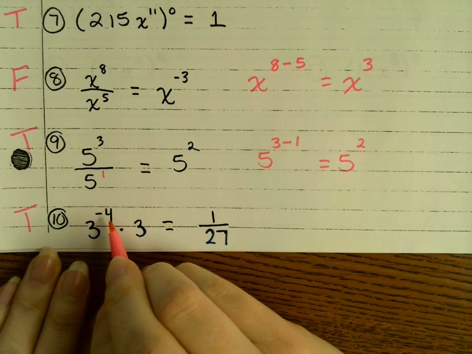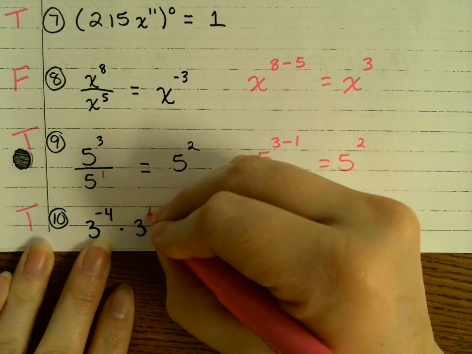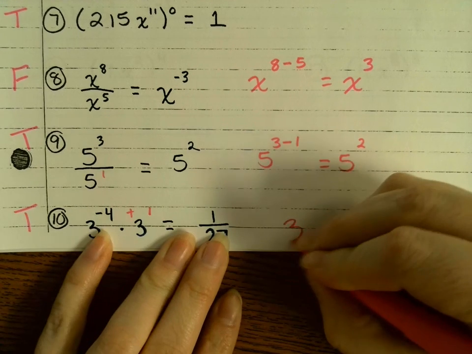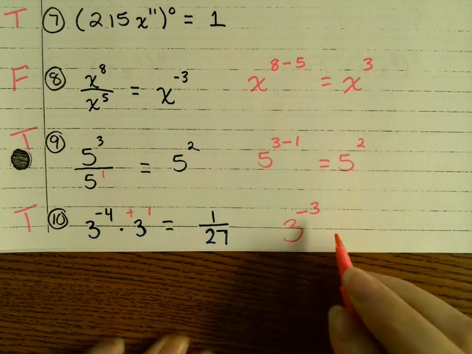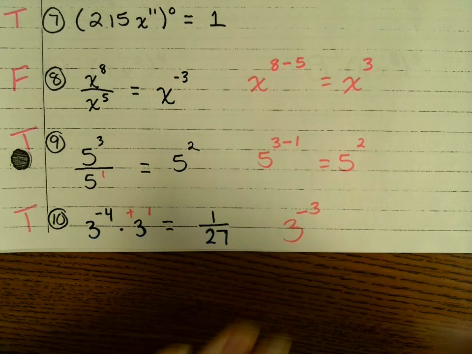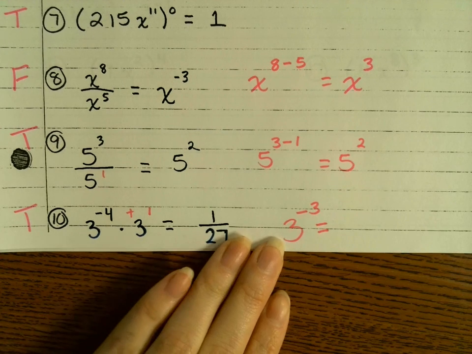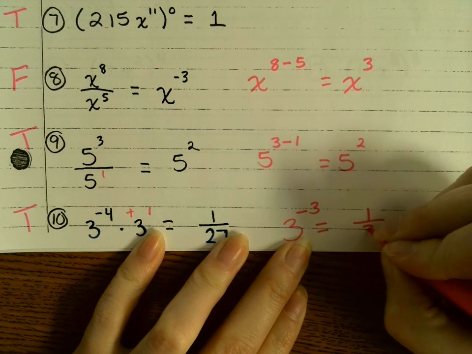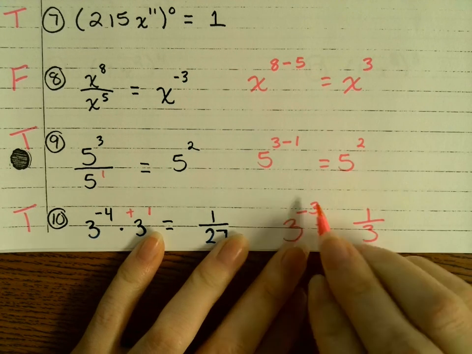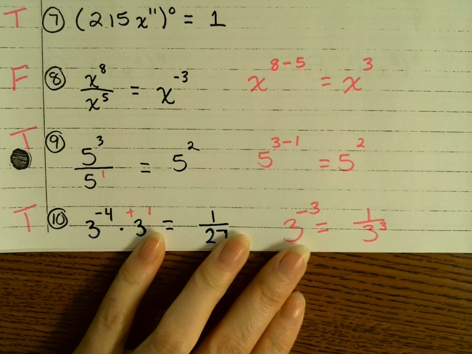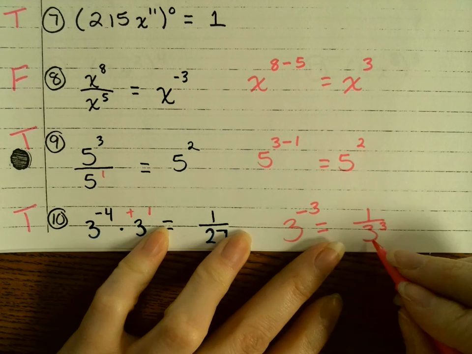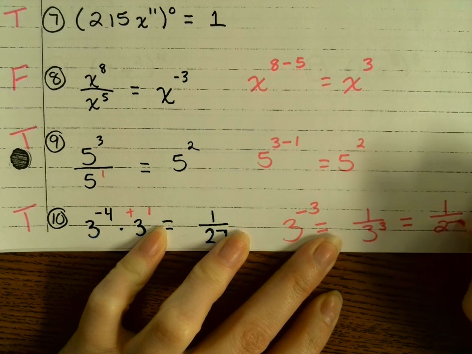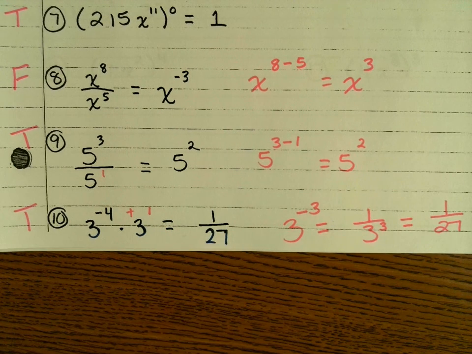3 to the negative 4th power times 3 to the 1st power, because that is a 1. You would add those exponents. That would become 3 to the negative 3rd power, but remember, we don't like having negative exponents. So in order to get rid of the negative exponent, you keep the base but do the reciprocal, so it becomes 1 over 3. And then the exponent becomes positive, so to the positive 3rd power. But 3 to the 3rd power can be written as 27, so you'd get 1 over 27. It is a true statement.